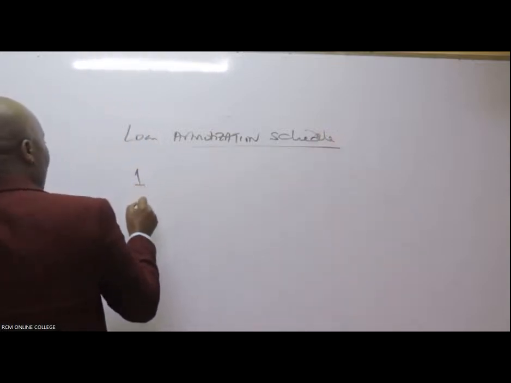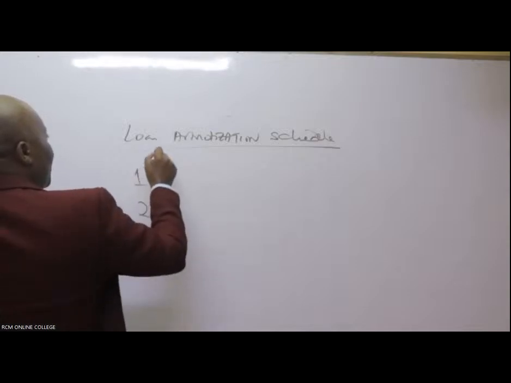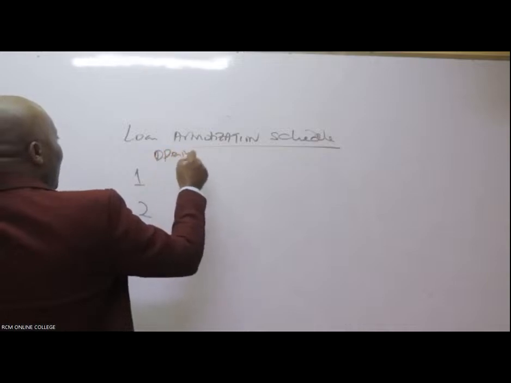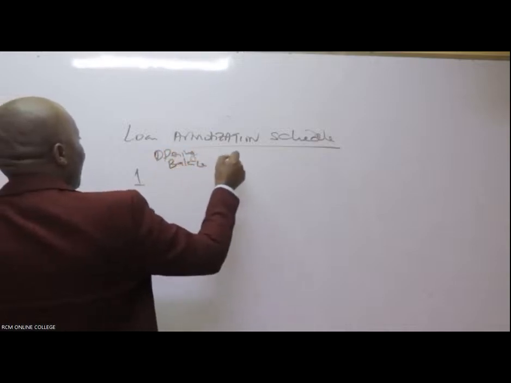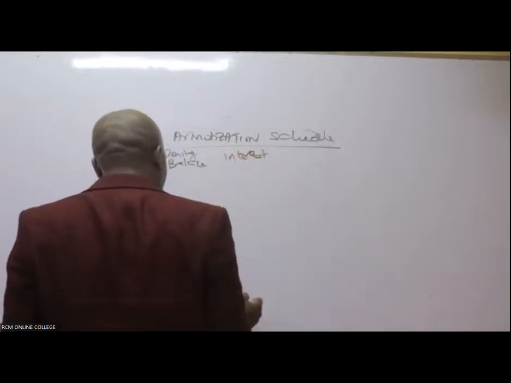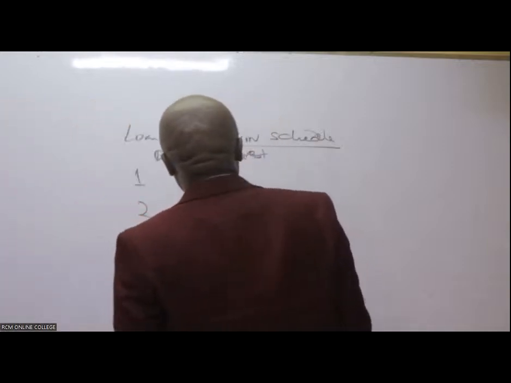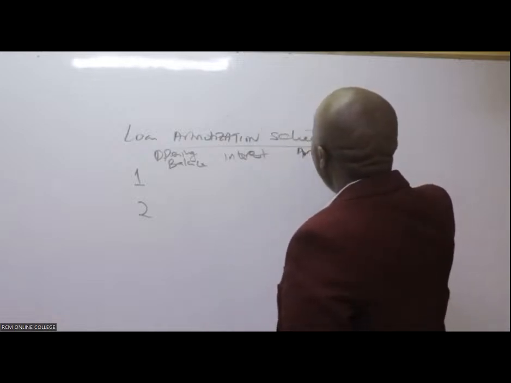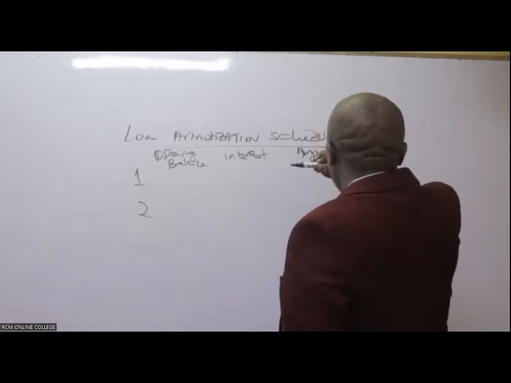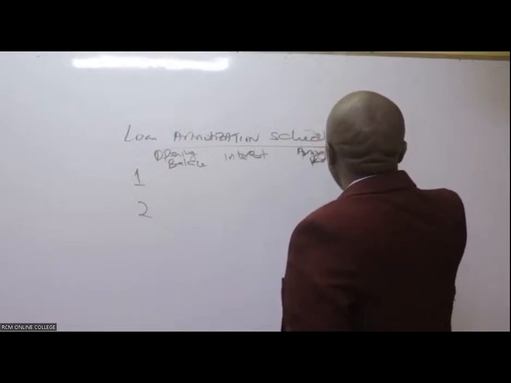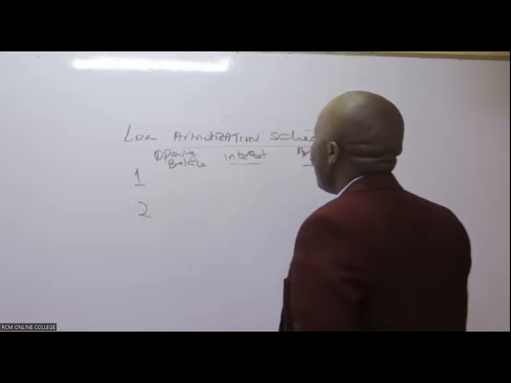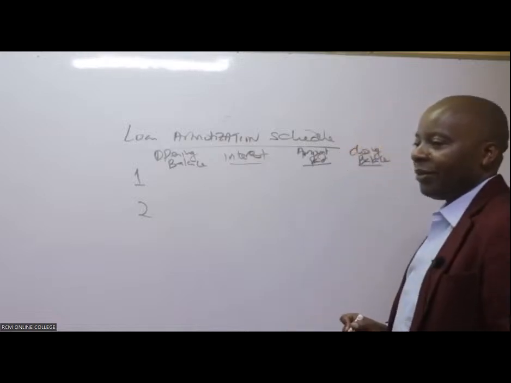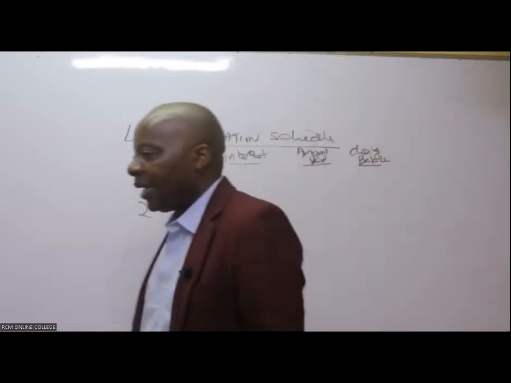We have year 1, year 2. We have in this case here present value, that is the opening balance. We have interest, we have amount paid, and then we have closing balance. So are you able to fill this very fast? Let me give you 1 minute.